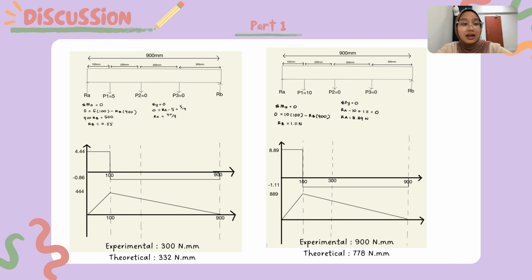millimeter. After that, the second picture shows that the 10 Newton is at P1, while P2 is 0 Newton, and P3 is also 0 Newton. So we also use total moment at A is equal to 0, so we got RB is 1.11, while for RA we got 8.89 Newton. So the experimental moment we got 900 Newton millimeter, while theoretical is 778 Newton millimeter.